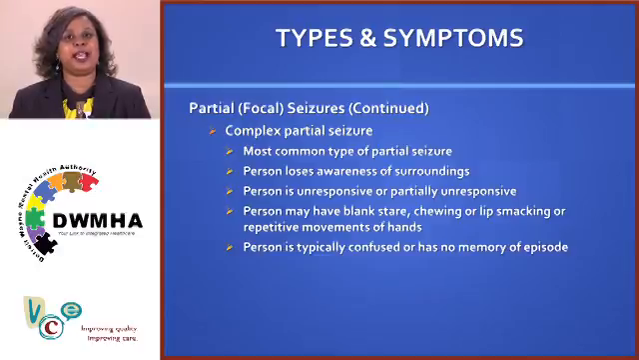The next would be complex partial seizure. This is the most common type of partial seizure. The person loses awareness of their surroundings. The person is unresponsive or partially unresponsive. The person may have a blank stare, chewing or lip smacking, or repetitive movements of their hands. This person is typically confused or has no memory of the episode.